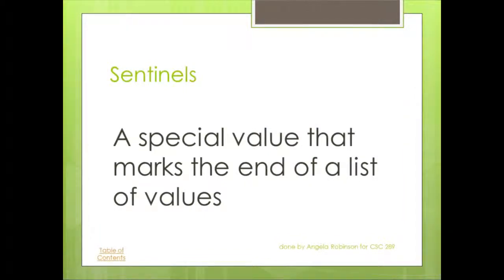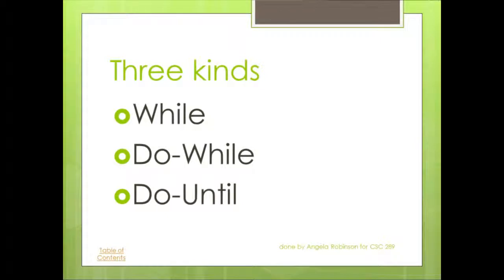Many programmers design condition-controlled loops using what is called a sentinel. This is especially true when they are having the program ask the user to put a list of information in, like employee hours. There are three kinds of condition-controlled loops: the while loop, do-while loop, and the do-until loop.